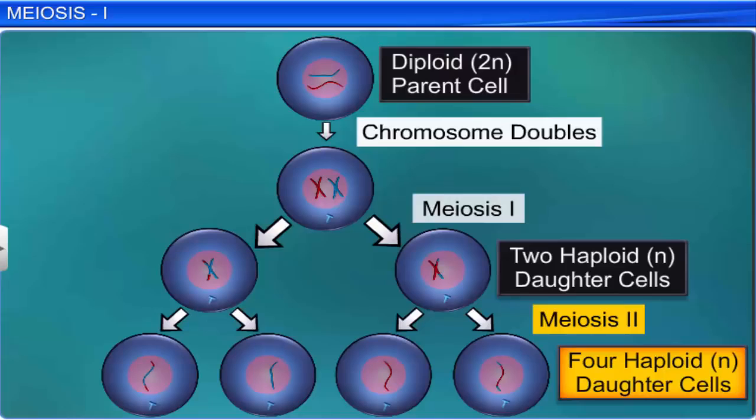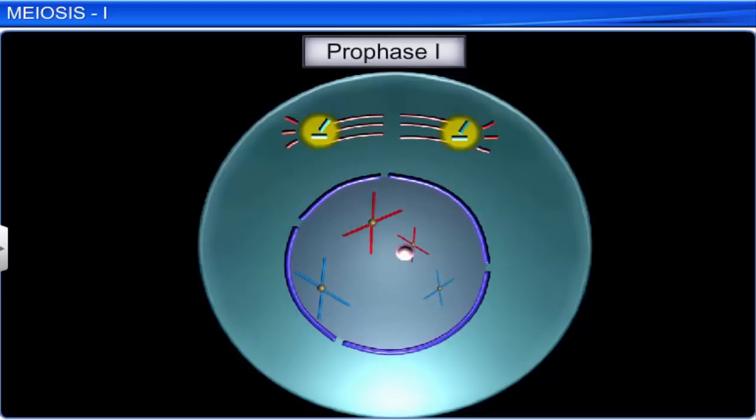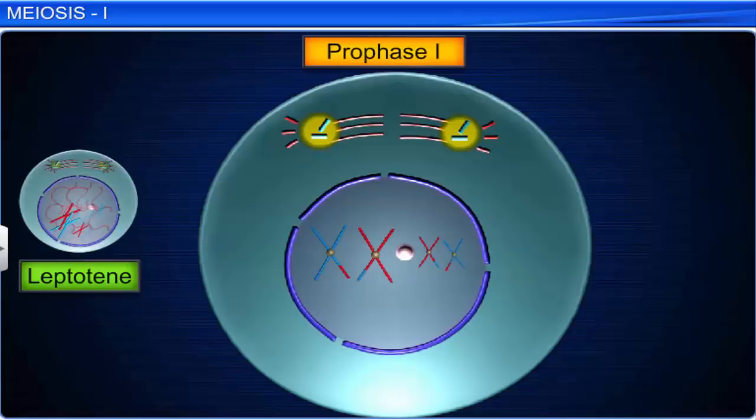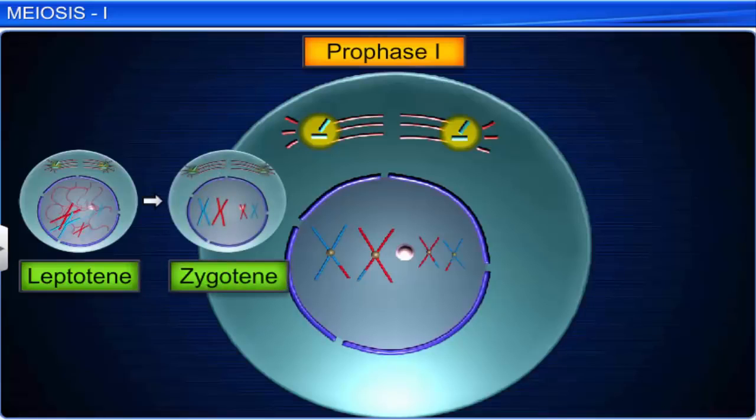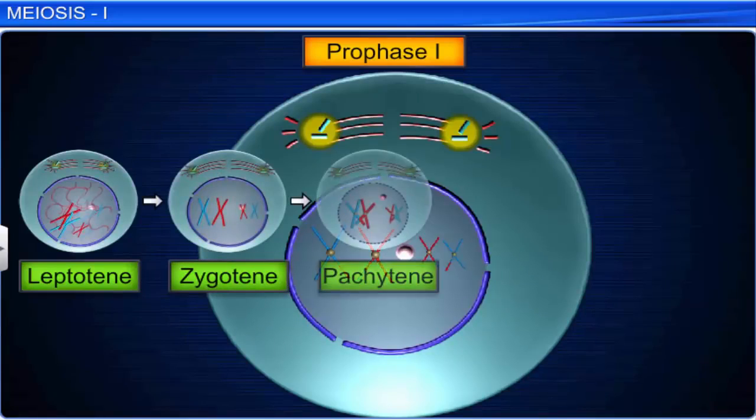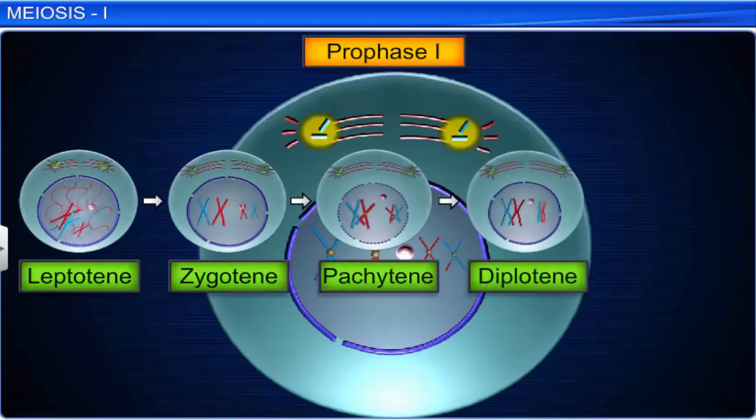Meiosis I begins with prophase I, which is typically more complex and lasts longer compared to the prophase of mitosis. Based on chromosomal behavior, prophase I is divided into 5 phases, namely leptotene, zygotene, pachytene, diplotene, and diakinesis.